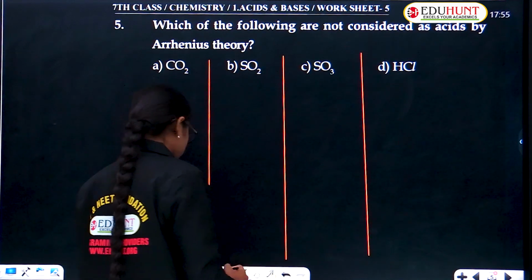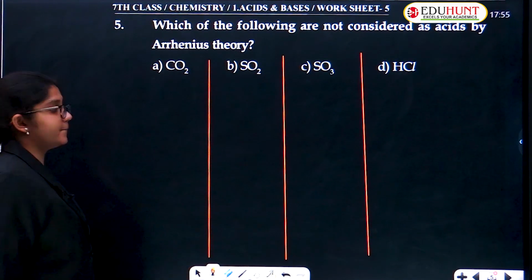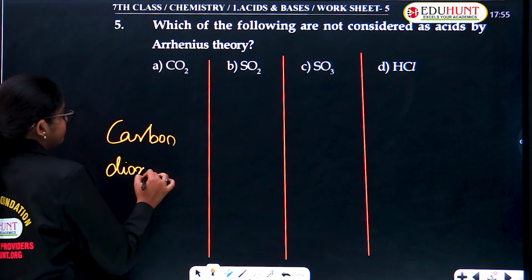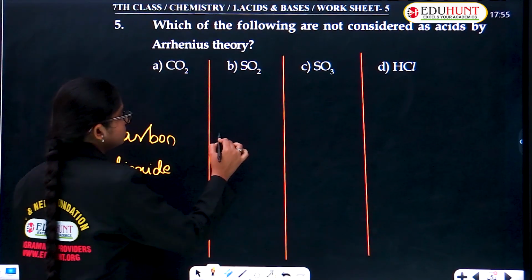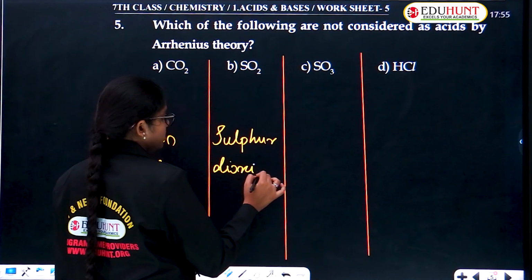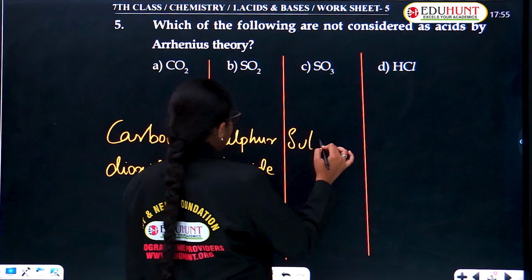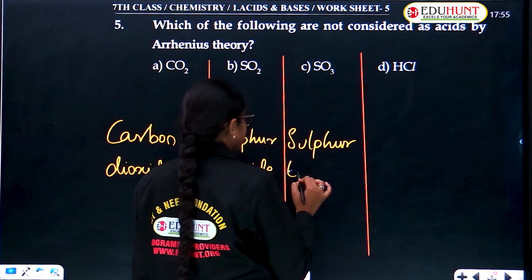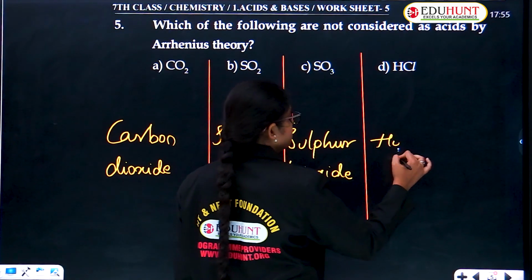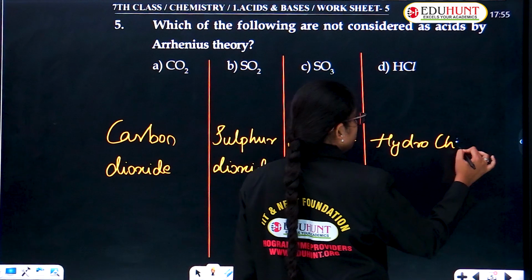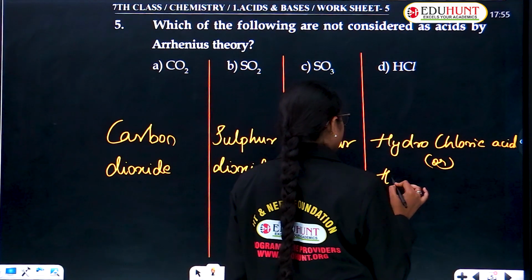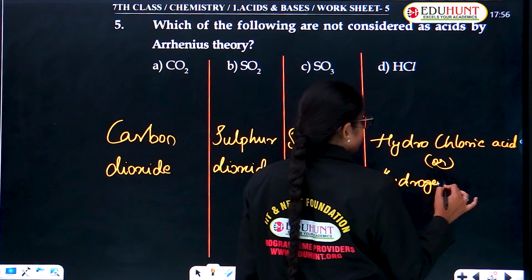Oh, cool. So what is the name of CO2? Carbon dioxide. Very good. SO2? Sulfur dioxide. Okay. SO3? Sulfur trioxide. HCl? Hydrochloric acid, also called hydrogen chloride.